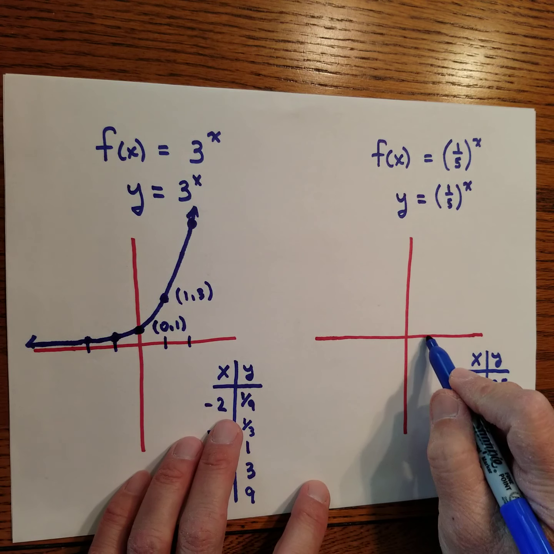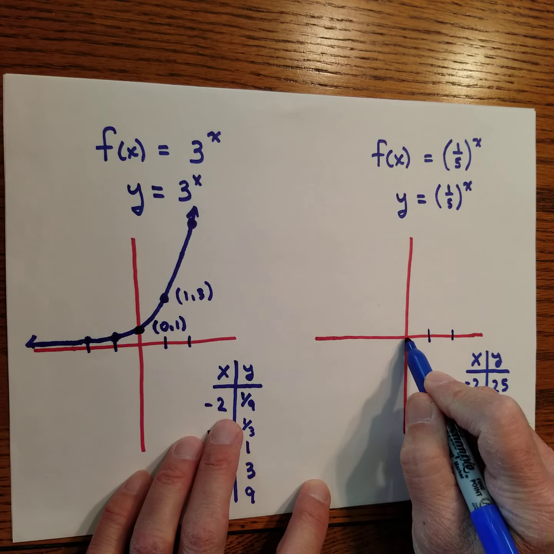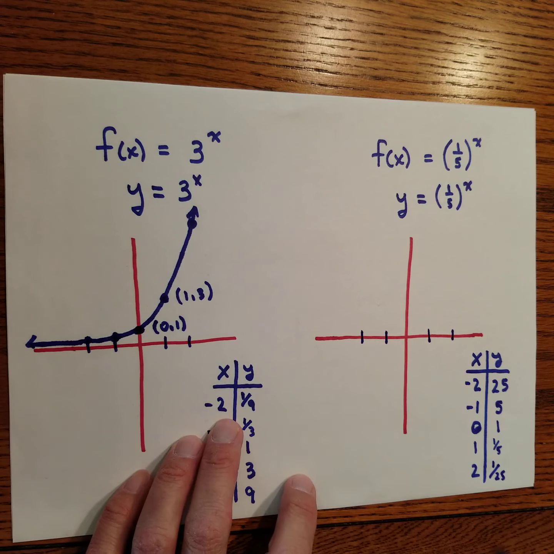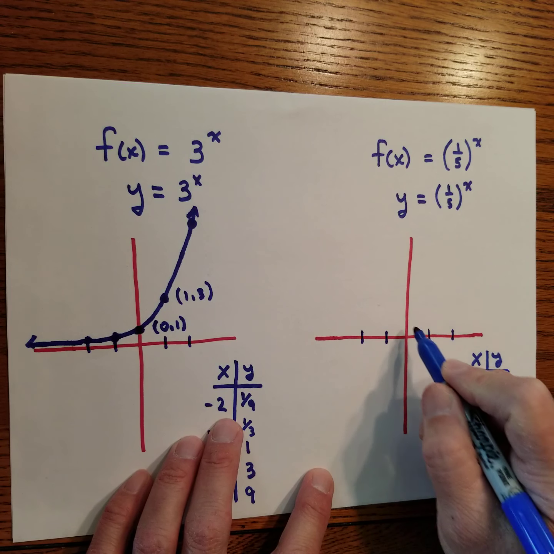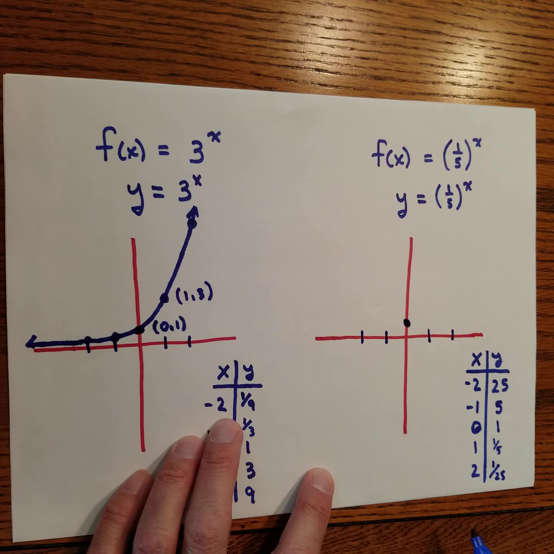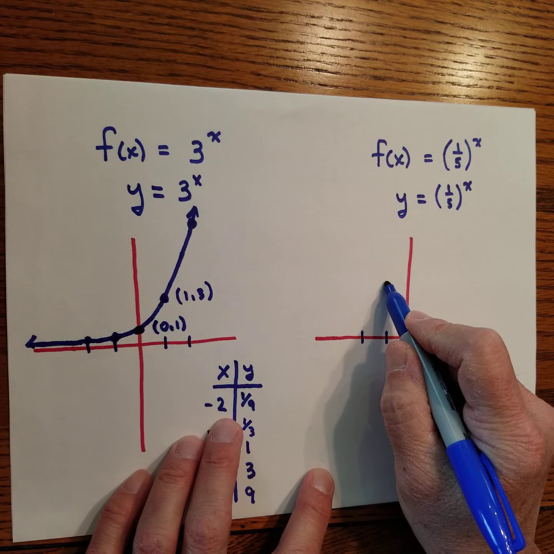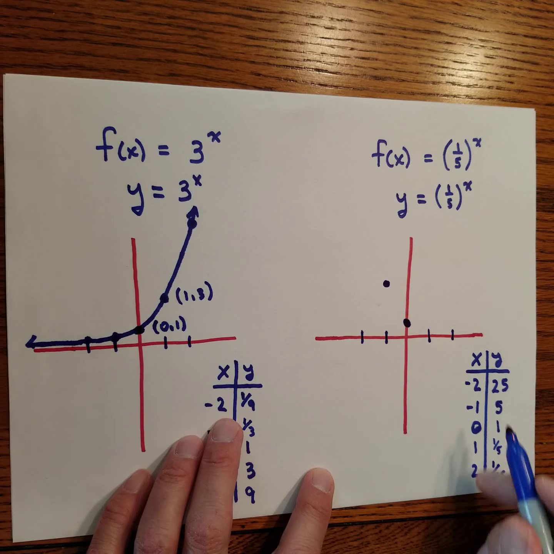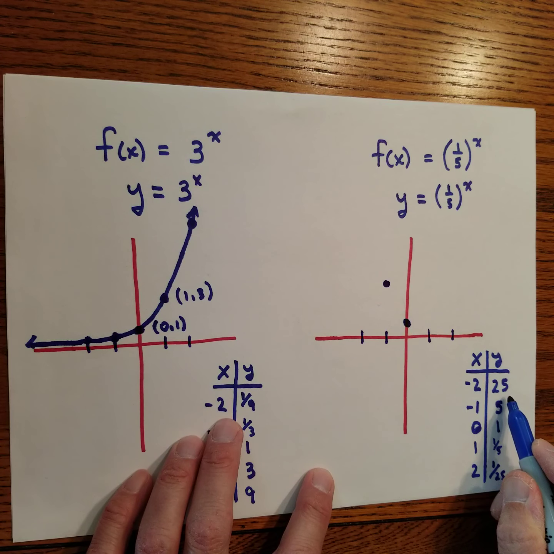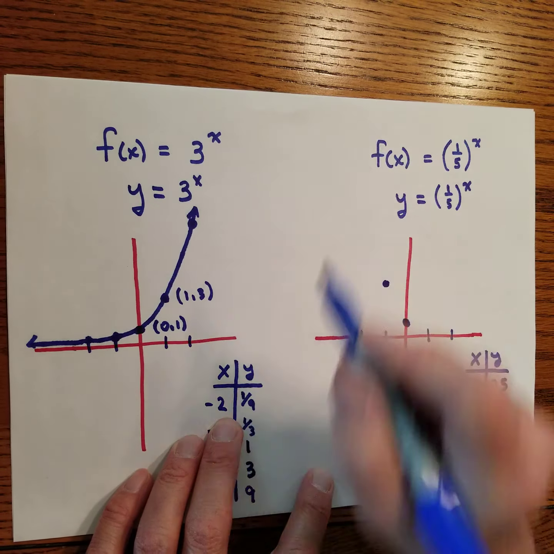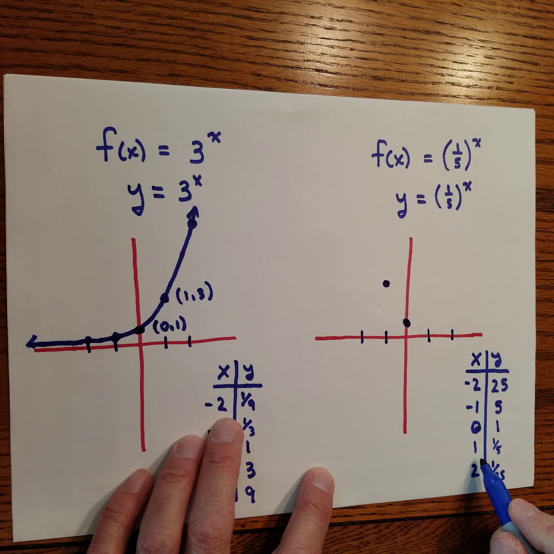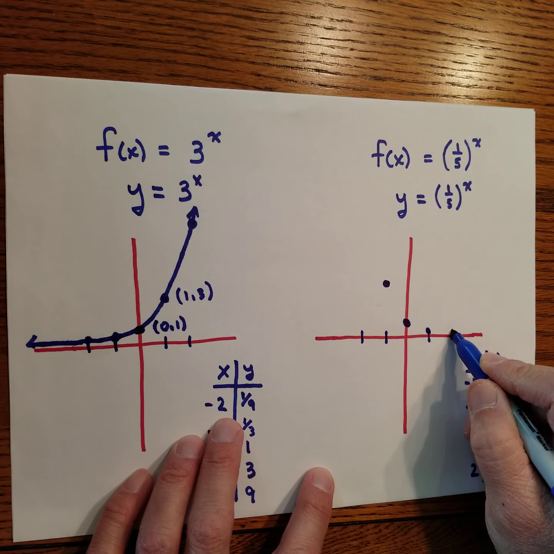Let's get a nice graph. x1, x2, x0, x -1, x -2. When x is 0, y is 1. When x is -1, y has gone all the way up to 5. When x is -2, y has gotten very large. Would be way up here somewhere. When x is 1, y starts to get close to 0. When x is 2, y is even closer to 0.